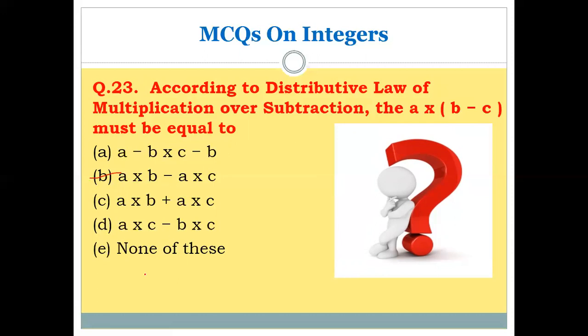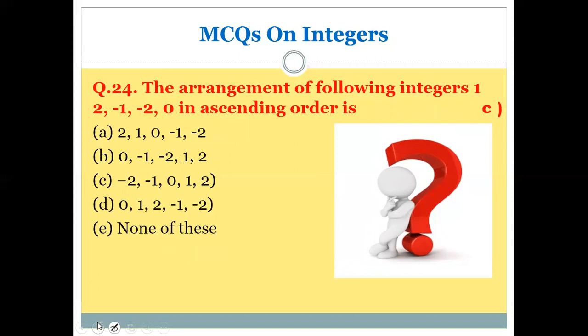The arrangement of the following integers 1, 2, -1, -2, 0 in ascending order. We start the ascending order from the lowest value to the highest value. So here we have the lowest value to be -2, then -1, then 0, then 1, and then 2. So we have C as the correct option.